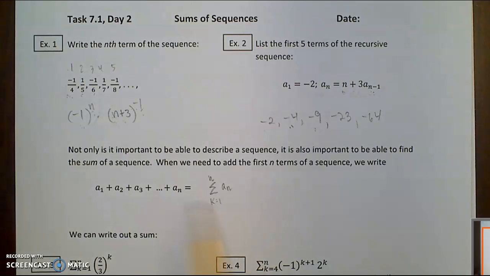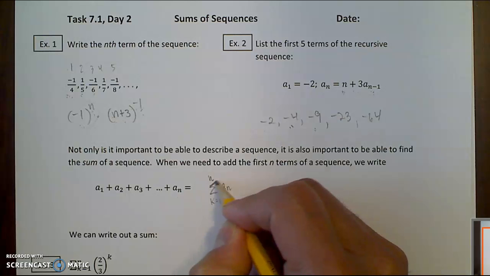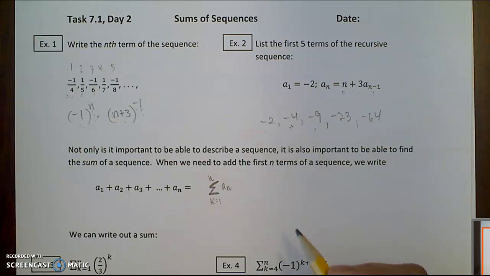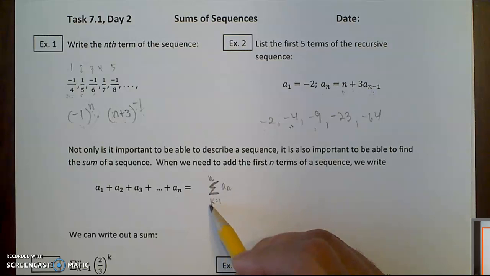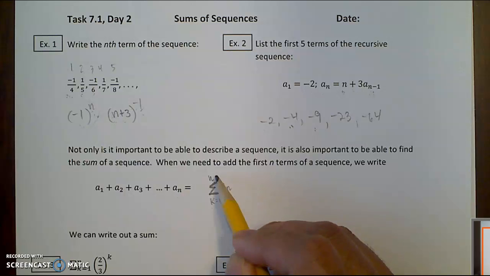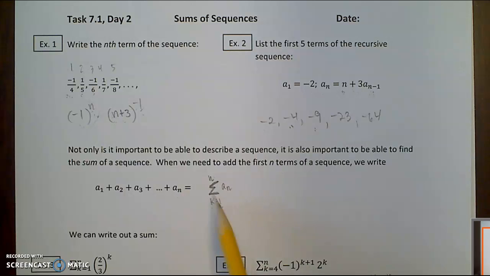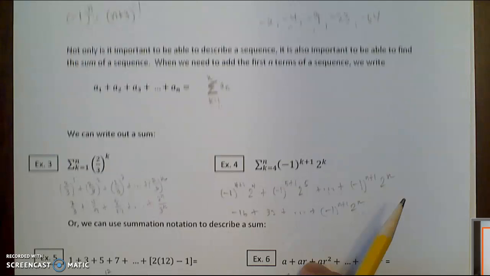Not only is it important to be able to describe a sequence, it is also important to be able to find the sum of the sequence. Okay, so if we want to add up all the terms of the sequence leading up to the nth term, right, so we're going to use this notation. This is the summation notation, means we want to add. Alright, so k represents the term number, so we're going from a term number of 1 to n. So we're going to add up the first term all the way up to the nth term. Right? So this tells you how many terms you're going to add up.